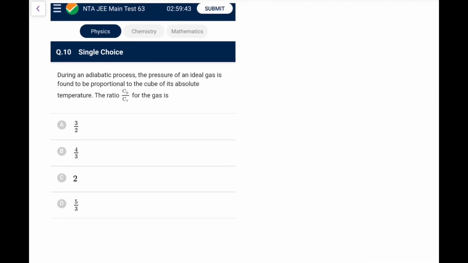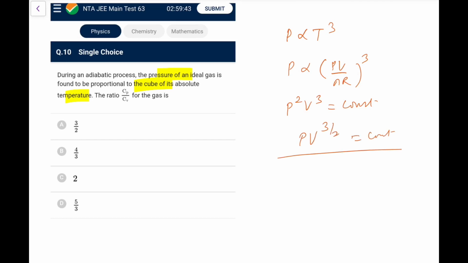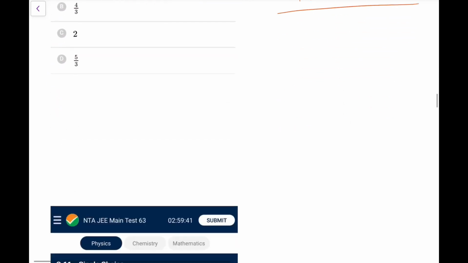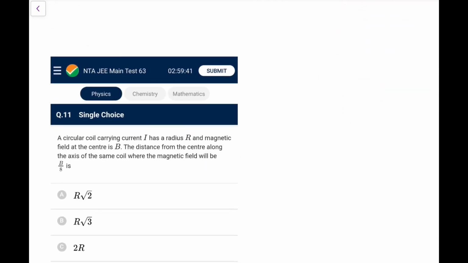Next one. During an adiabatic process, the pressure of an ideal gas is found to be proportional to the cube of temperature. We have done this many times here. P proportional to T cube, and T is PV upon nR. So taking this, it comes out as P square V cube is constant. Do this, so PV to the power 3 by 2 is constant. So you get PV to the power gamma, gamma is 3 by 2. This is a question given in the sheets of all institutes, asked in many exams. You should be able to do it.